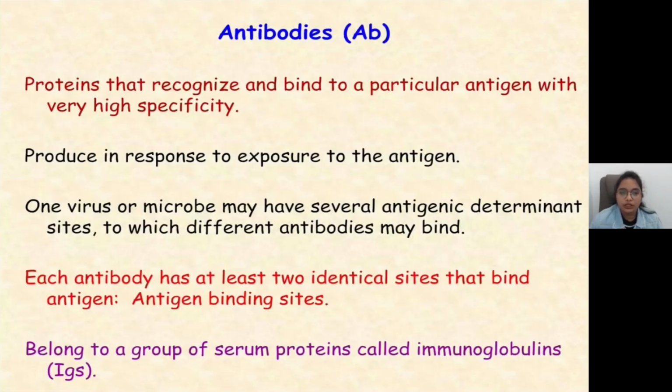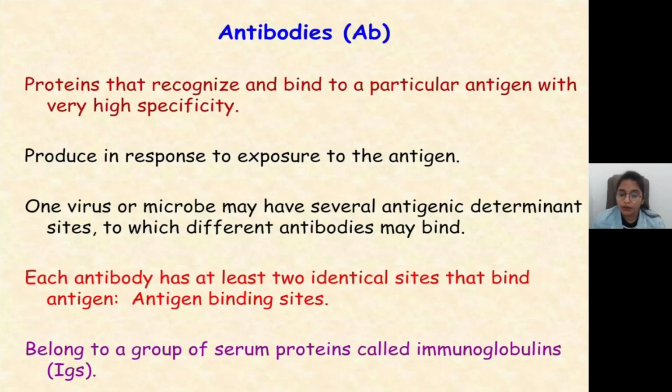Next are antibodies. What are antibodies? Antibodies are proteins that recognize and bind to a particular antigen with high specificity. Every antibody binds a particular antigen with high specificity and high energy. They are produced in response to exposure to the antigen. A virus or microbe has several antigenic determinant sites to which different antibodies may bind. Each antibody has at least two identical sites that bind with antigen, also known as antigen binding sites, as I told you in this picture.